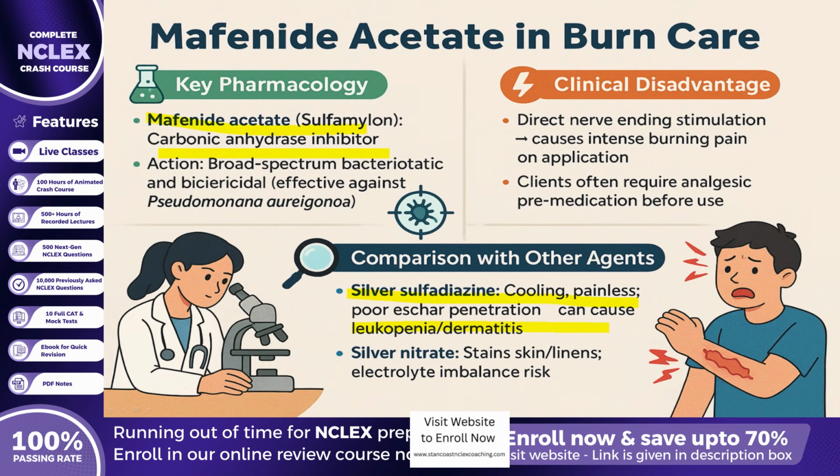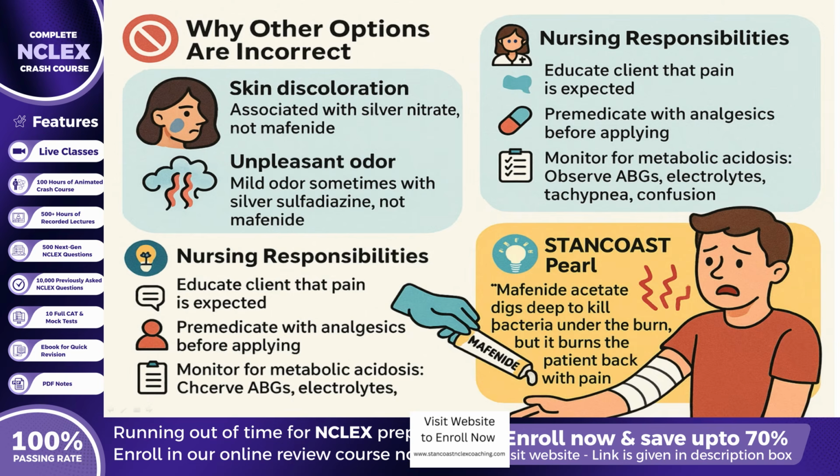Option A, skin discoloration, is incorrect because this is not a common outcome with mafenide acetate. Instead, silver nitrate is the agent that leaves behind significant stains on skin and linens.